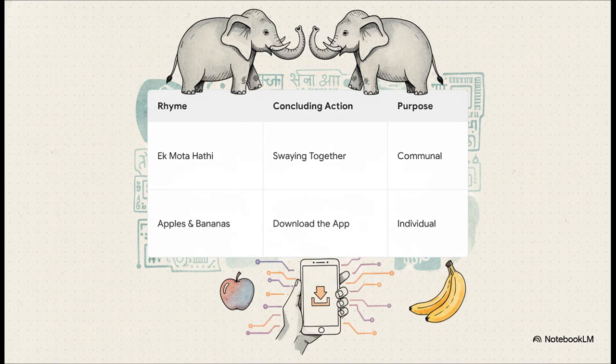For me, this table really just nails the core difference. One story ends in this shared, joyful, physical moment, all the elephants swaying together. The other ends with a sales pitch aimed at one person, download the app. The focus totally shifts from we to you.